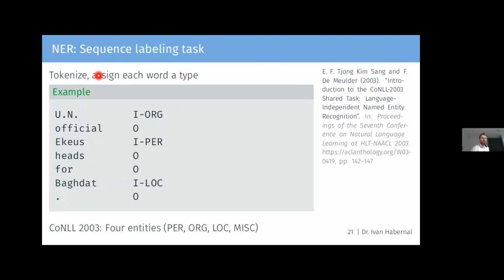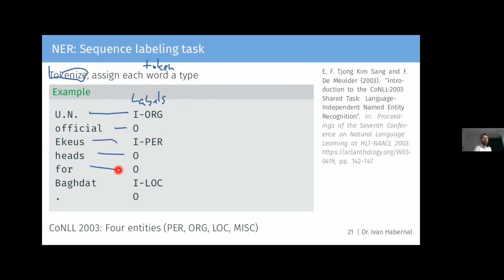So you tokenize and then assign each word, or each token, let's be more concrete, a type. We're going to say the UN was organization, Ekeus was person, and Baghdad was location. What we are using here is so-called BIO tagging. It will be on the next slide as well. We're saying each of these words has a label. So these are the labels.